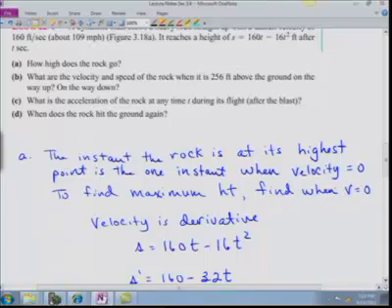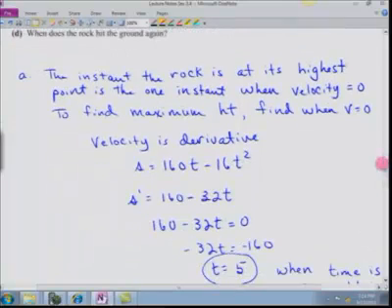Well, v is the derivative. So we're going to take the derivative of our original position, and set it equal to 0. Solve it, and you get time is 5. What does that tell me? That after 5 seconds, I'm at the highest point.